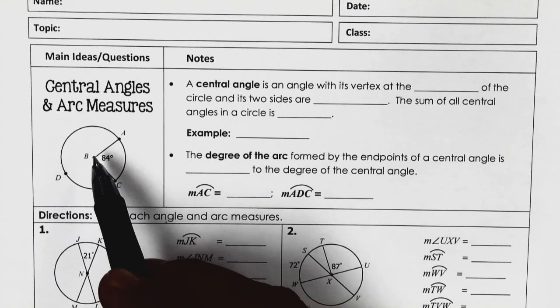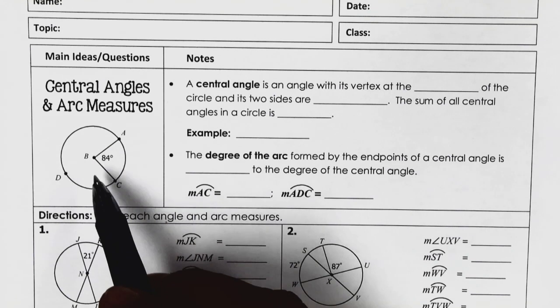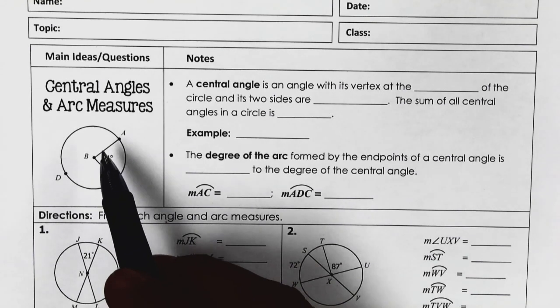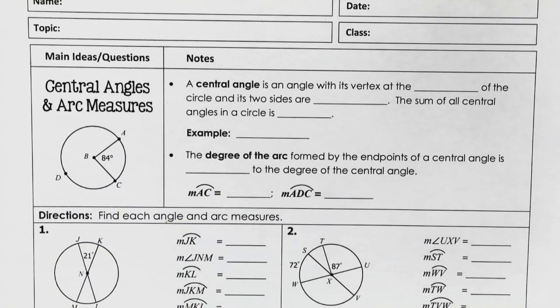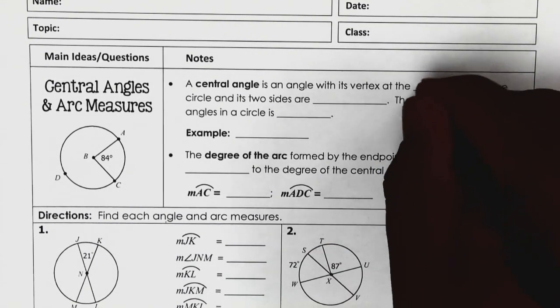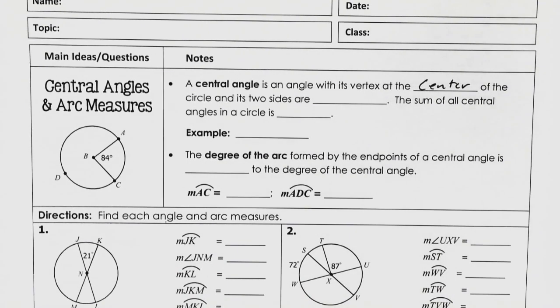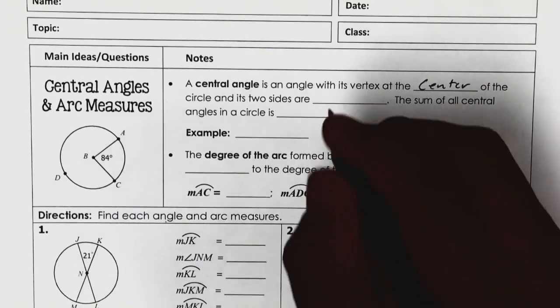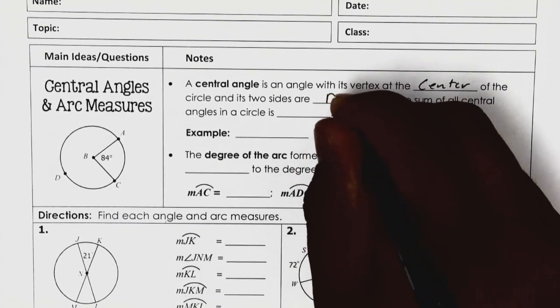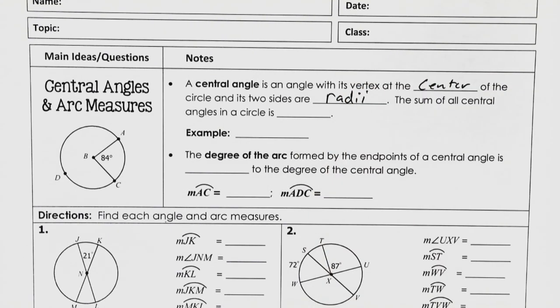So like right here, you have this radius AB and this radius BC, and the angle in between them would be 84 degrees. So now, this would be considered what is known as a central angle. A central angle is an angle with its vertex at the center of the circle, and its two sides are radii. Radii is the plural word for multiple radius.